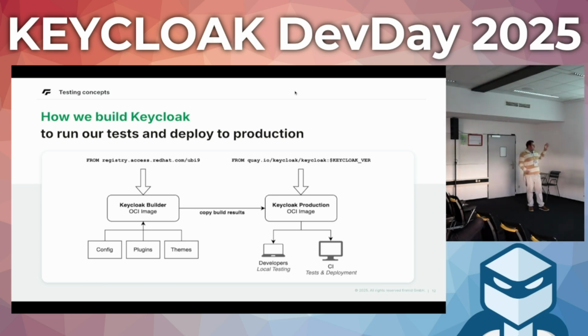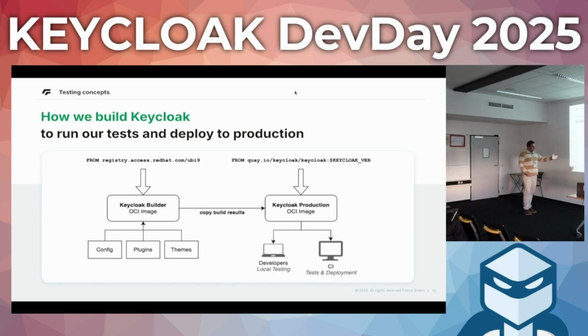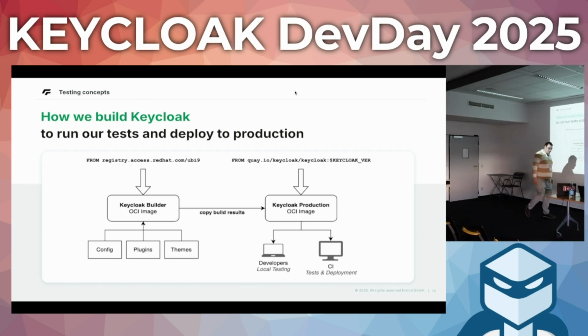And you can see we have two stages here. We have a Keycloak builder image, which we use to assemble config, plugins, themes, and some other stuff. And the build results of this, we just copy to the production image. We just take the official Keycloak production image and simply use this image then for local testing and for tests and deployment in the CI, of course.